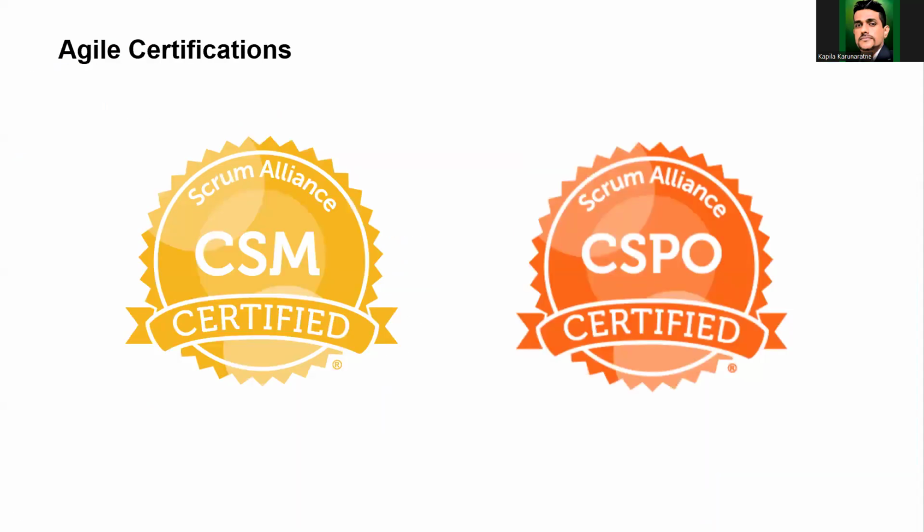So for agile, there are two certifications, CSM and CSPO. CSM is Certified Scrum Master, and CSPO is Certified Scrum Product Owner. These are slightly high-priced certifications, but you can try these certifications free.